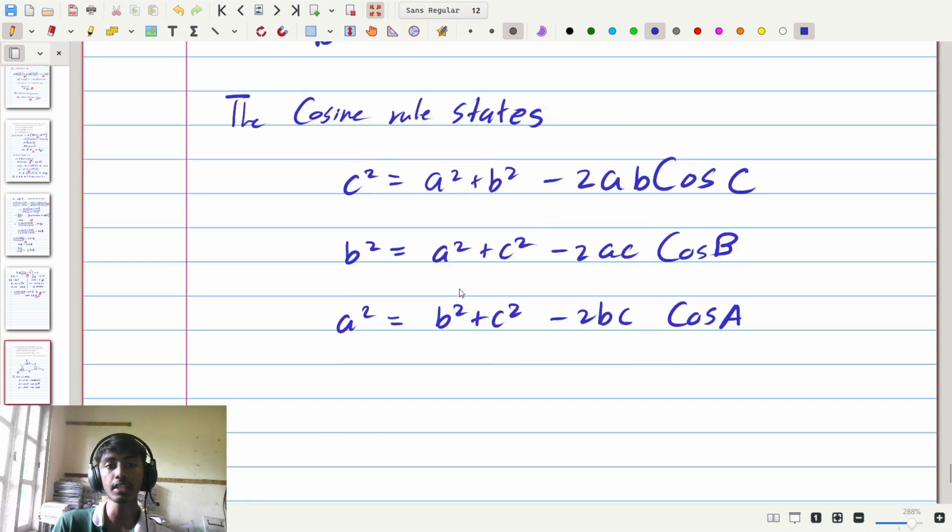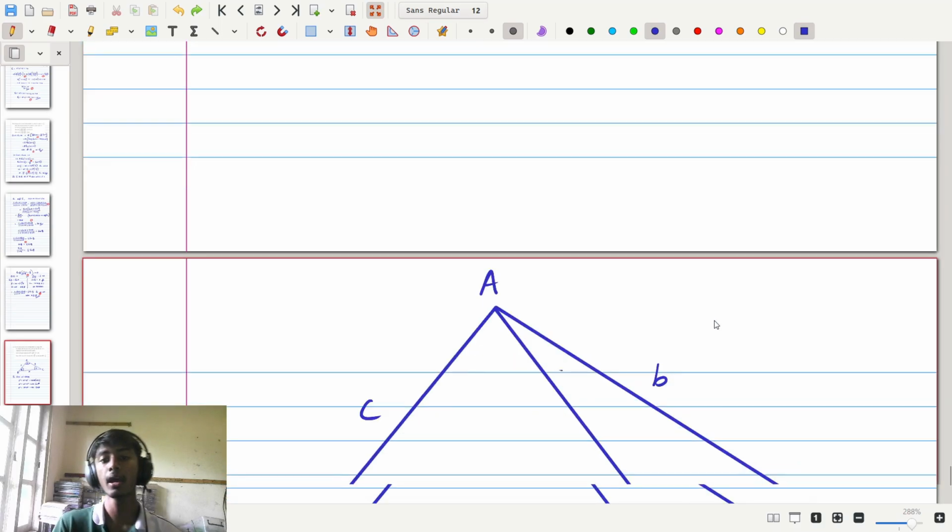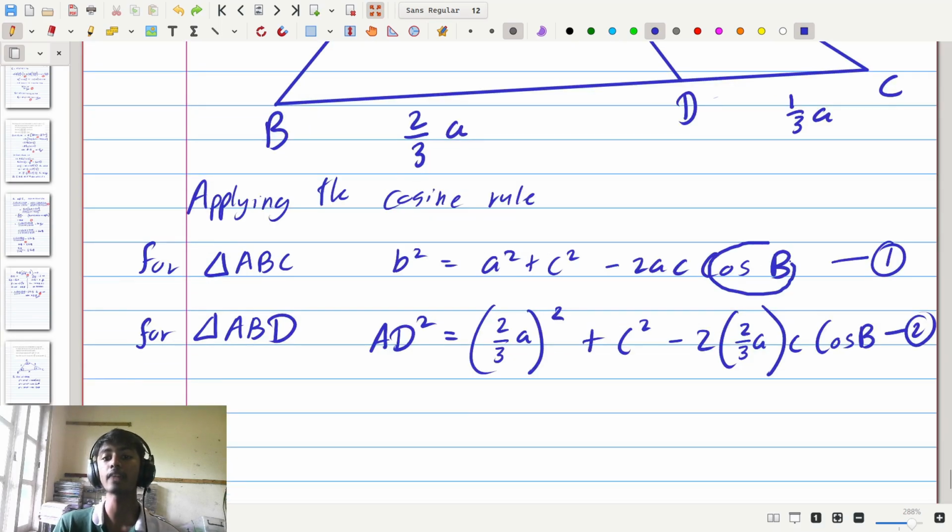Now in the question they have AD squared being equal to 1/9 times 6b squared plus 3c squared minus 2a squared. Importantly here, they have the side lengths a, b and c in the equation, but they don't have the cosine of capital B. So since in our equations all we have is AD, a, b and c, and the cosine of capital B, if we substitute for the cosine of capital B into this equation, we can get rid of it and get an equation for AD squared in terms of only a, b, and c. So that is what we're expected to do.